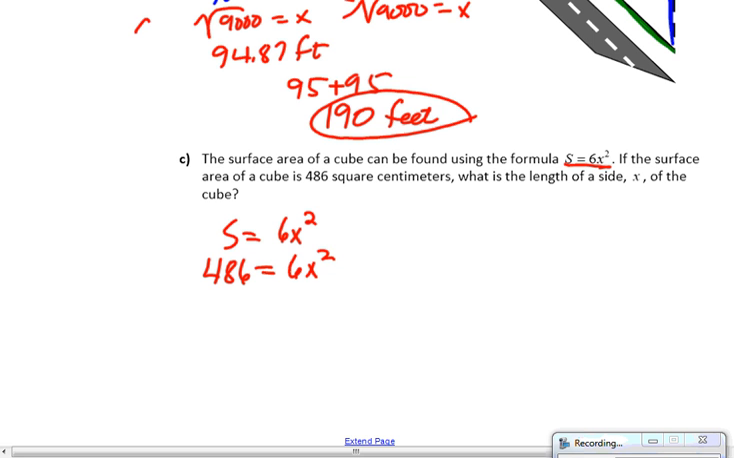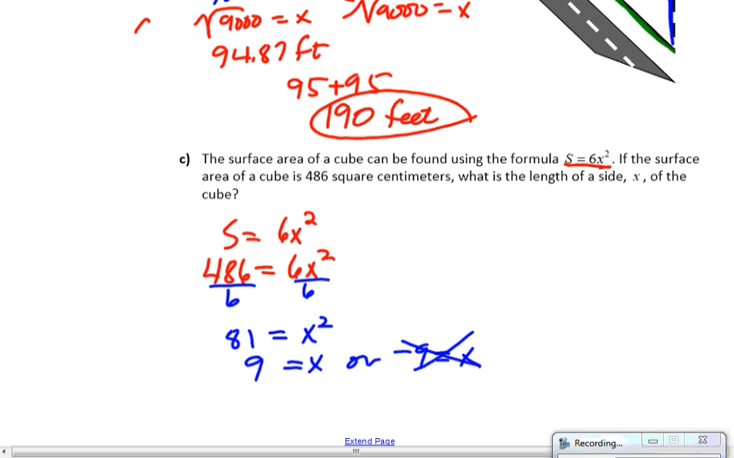So to solve it, we'll divide both sides by 6, and we'll get 81 is equal to x squared. Take the square root of both sides, and we get that x is 9, or x is equal to -9. And of course, the length of the side can't be negative, so my answer is going to be 9 centimeters for that answer.